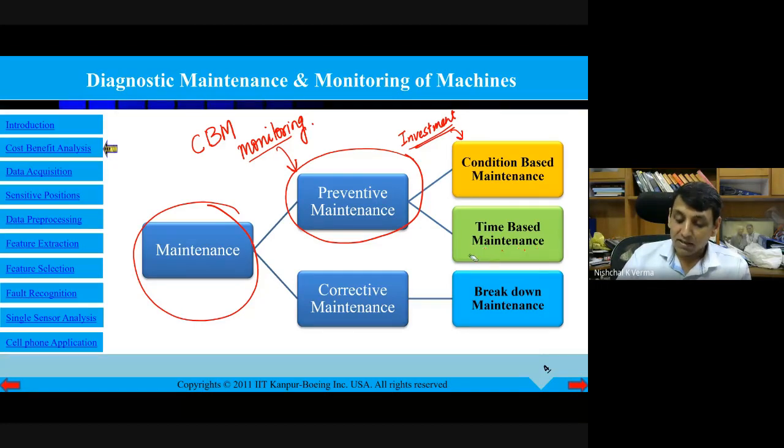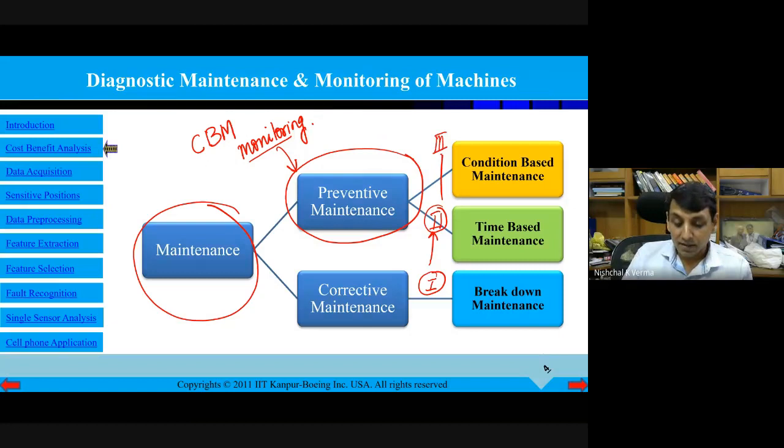So that's how breakdown maintenance is not very helpful. Breakdown maintenance is not a good maintenance scheme, right? So now you must have realized that initially the classical way of maintaining was breakdown, then people went for time-based, and then here you see condition-based monitoring.